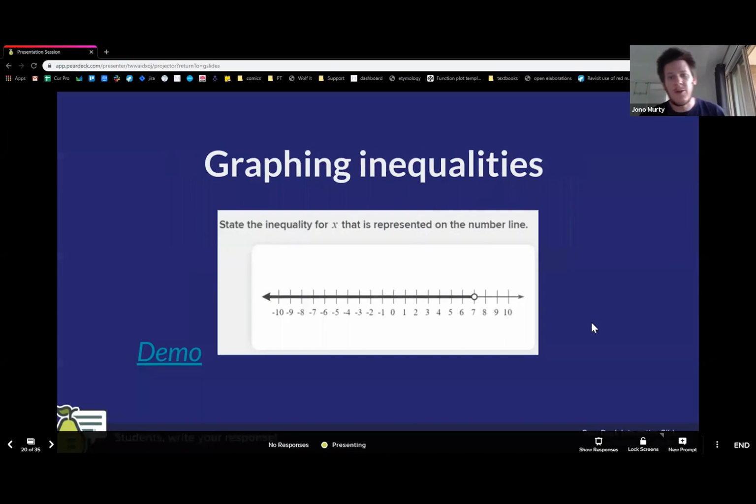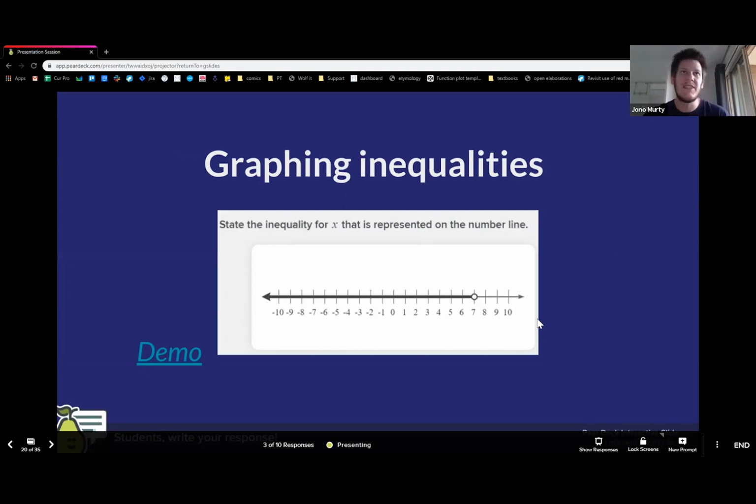Okay, now we're going to look at graphing inequalities. I'm not going to explain this just yet. I just want to see how people go without any context. So here we have a number line. There's a point on the number line and an arrow going off to the left.